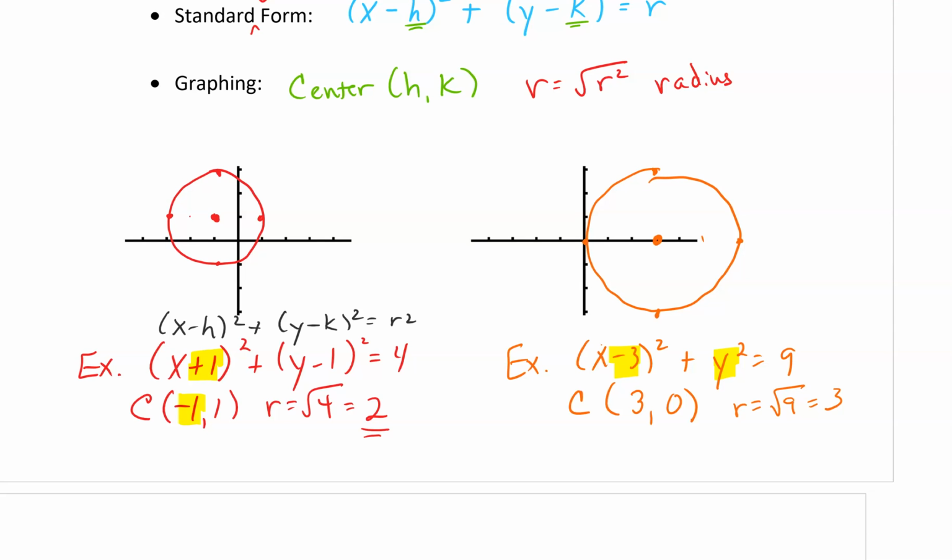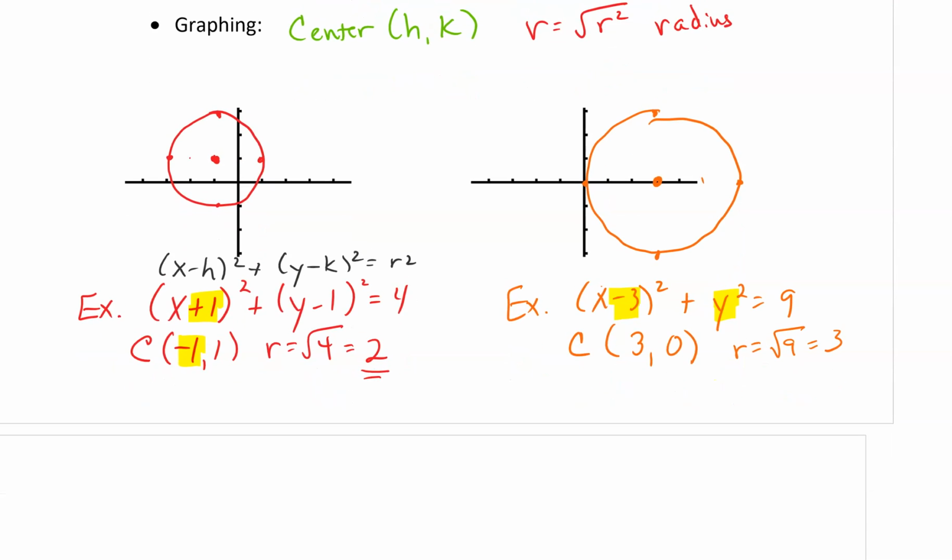Now, you might be asked to write an equation. What if I give you the radius of, let's say, 2 root 2, and the center of (4, negative 5). What would be the equation of that circle? Well, the equation in standard form would be the following. Here's my h, here's my k. So I'm going to go (x minus 4) squared plus (y minus negative 5), so that would be plus 5, squared, equals my radius squared.